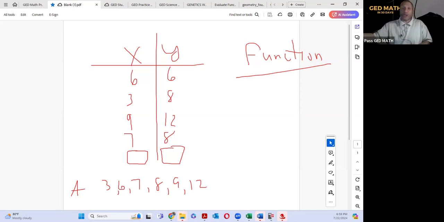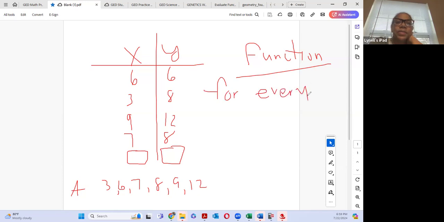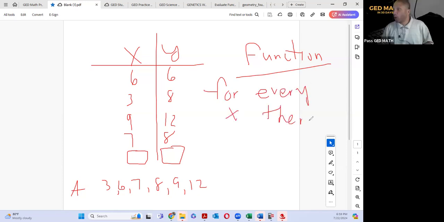People are trying to find a pattern. They're trying to find some equation. They don't even know how to do this problem. Watch this. I'm going to show you in 5 seconds. This is the easiest question on the test. For every x, there is only one y.